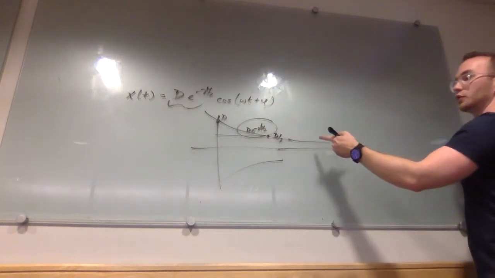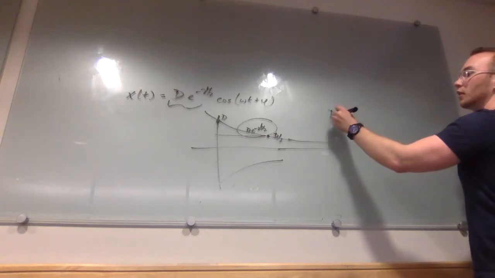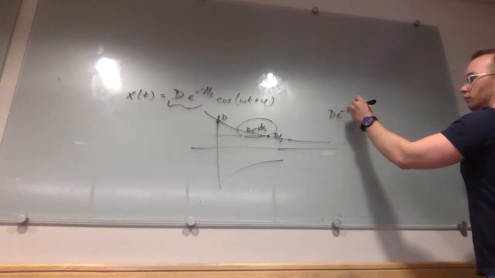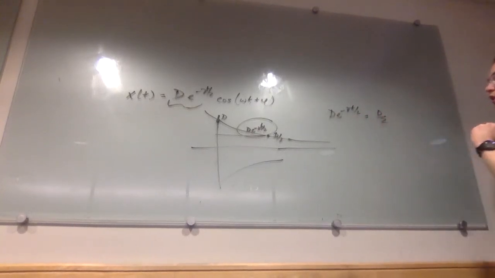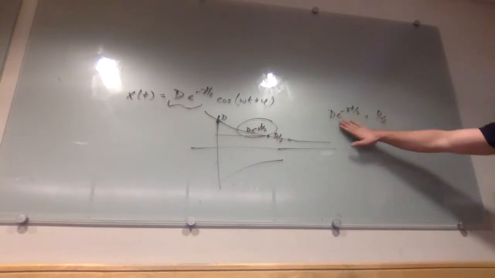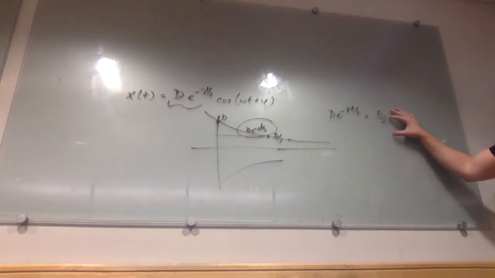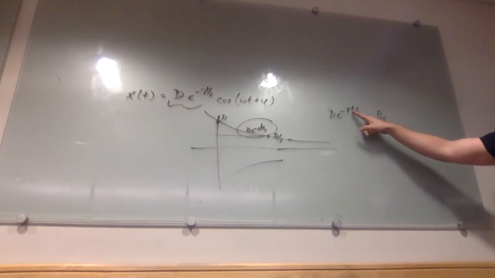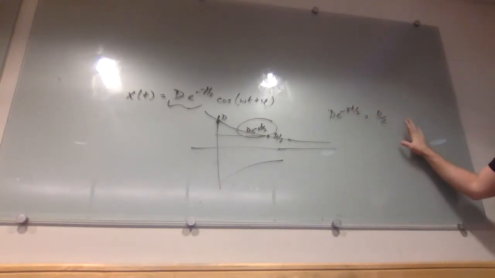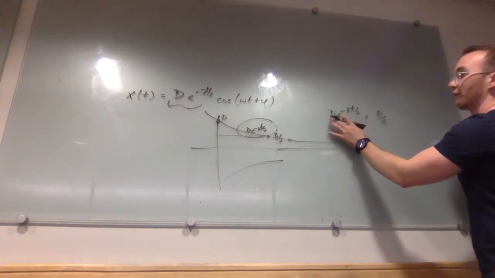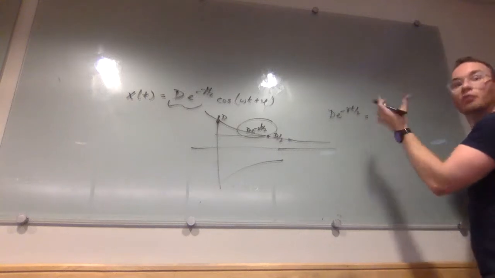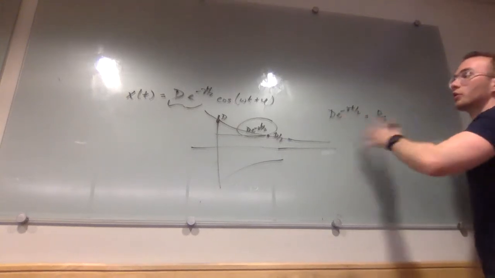So when is the amplitude half? Well, if we use this formula, we want to set it equal to some value and solve for t. Right? Does that make sense? This is the whole amplitude. We want to find the t such that it's equal to D over 2. So we've reduced it.